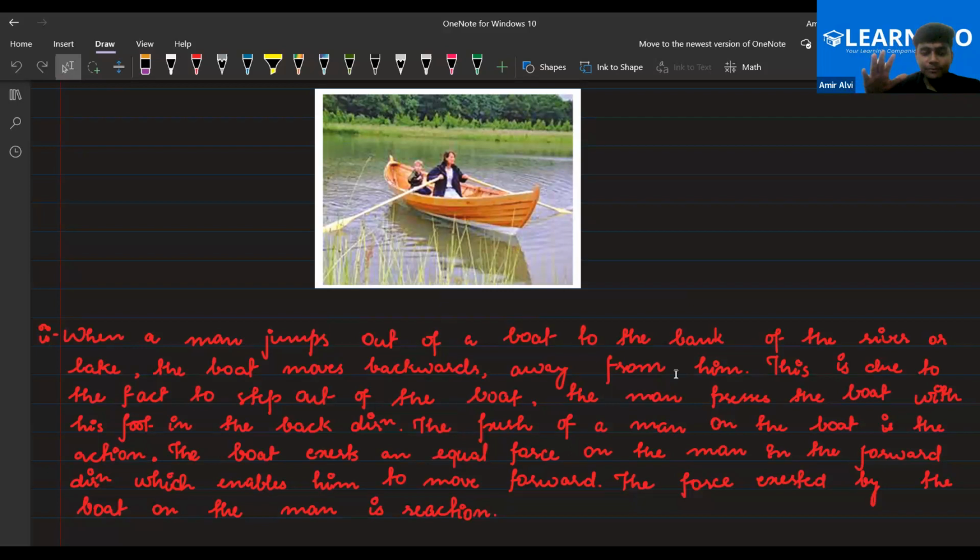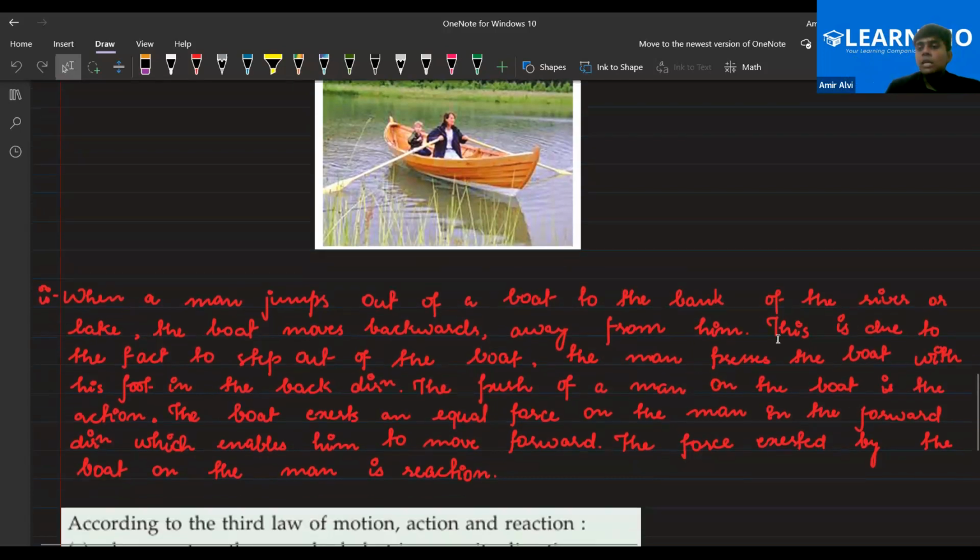So that's why, when you jump out or come out from a boat, the boat goes in the backward direction. When you push the boat, it goes a little bit back in the water, and that's how you move forward. This is due to the fact that to step out from a boat, the man pushes the boat with his foot in the backward direction.